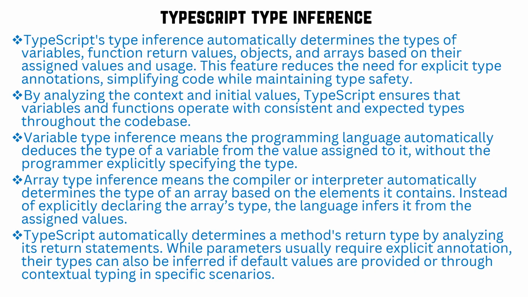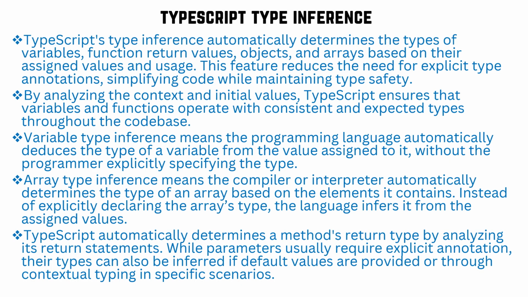TypeScript type inference is nothing but which will automatically determine the types of the variable or function return values or object and array based on their assigned values and usage. This feature reduces the need for explicit type annotation, simplifying code while maintaining type safety. In JavaScript also, whenever you are defining any variable or function, you need not give the data type generally. So here also you can use type inference in TypeScript. So that time we need not give the data type.